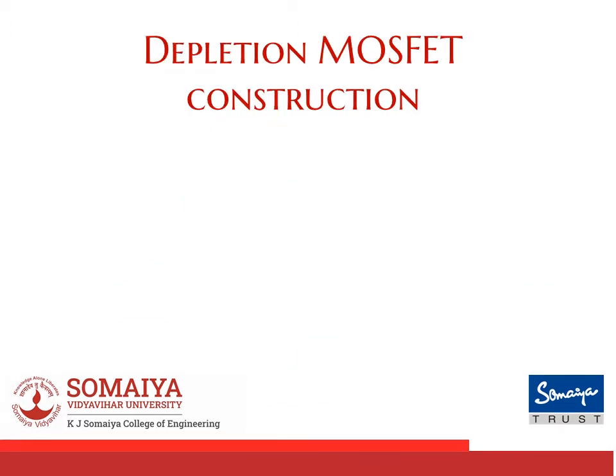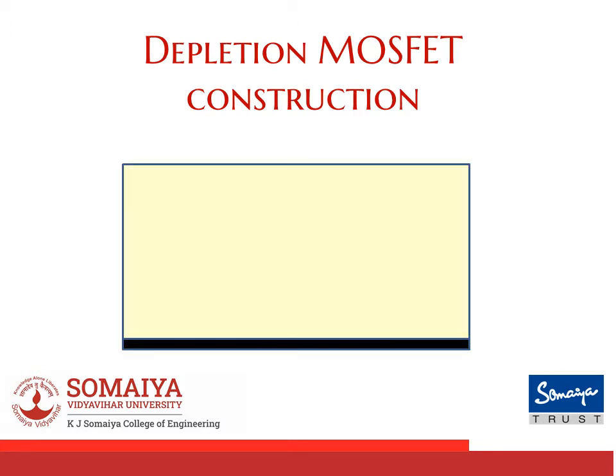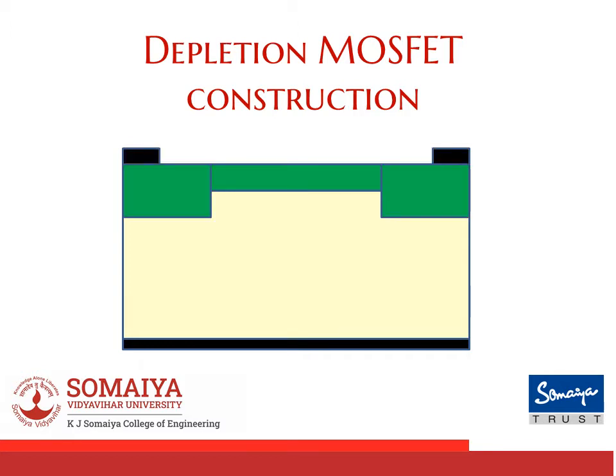Let's start off with the construction of depletion MOSFET. So we start off with a simple wafer that is going to be a P-type if I'm talking about an NMOS, and I'm going to have active regions, that is source and drain. When I have a depletion MOSFET, the source and drain regions are connected using a channel. The channel is also called an implant. It is of the same type of doping that is used for source and drain. If it's an NMOS, it's going to be N-type.